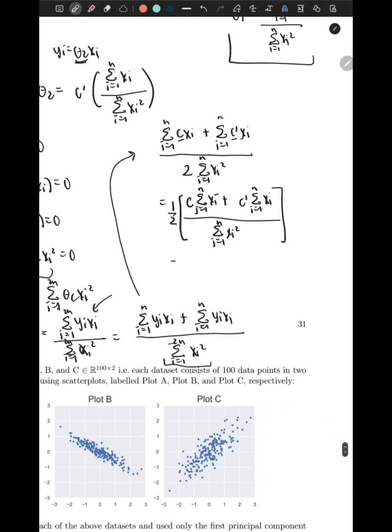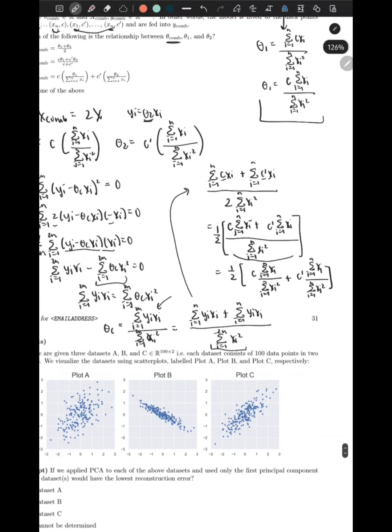Okay, and we can actually simplify this expression further. So I'm going to split apart this entire fraction into two fractions. So this will just be c times summation i equals 1 to n of xi over summation i equals 1 to n of xi squared, plus c prime times the summation i equals 1 to n of xi over summation i equals 1 to n of xi squared.